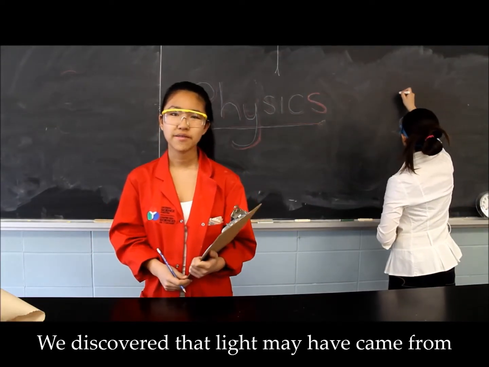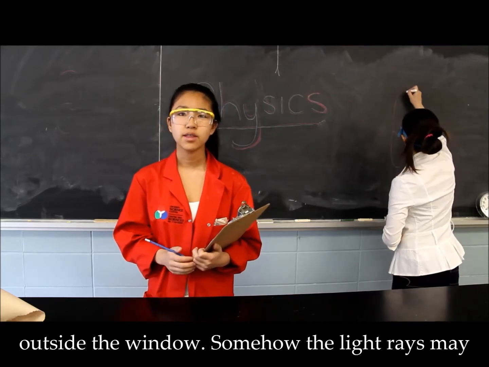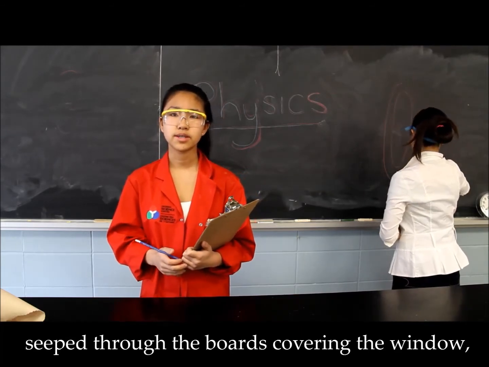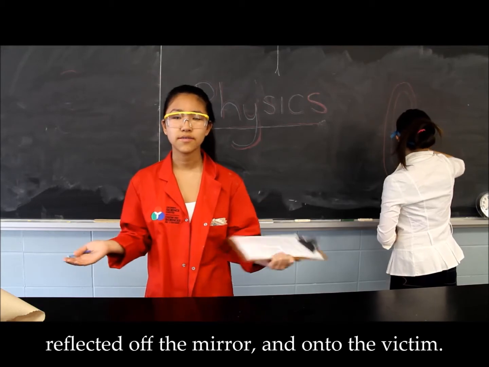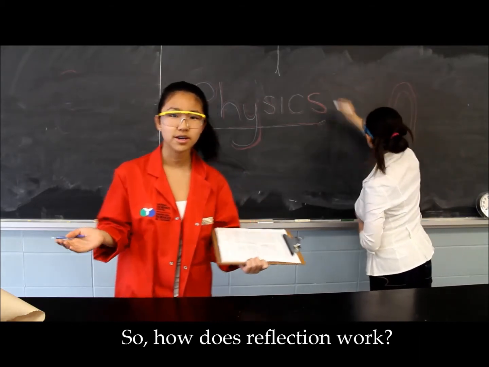We discovered that light may have come from outside the window. Somehow, the light rays may have seeped through the boards covering the window, reflected off the mirror, and onto the victim. So, how does reflection work?